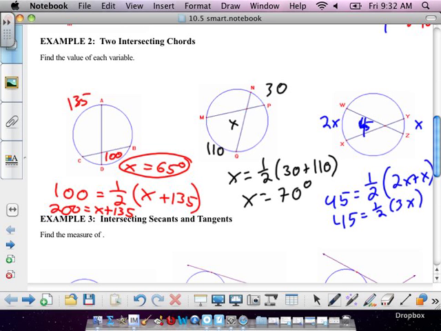So I'm going to times both sides by 2 to get rid of the 1/2. So I get 90 equals 3x. Divide by 3 and x equals... 3 goes into 90 how many times? 3 goes into 9 how many times? 3 goes into 0 how many times? There we go. So x equals 30.